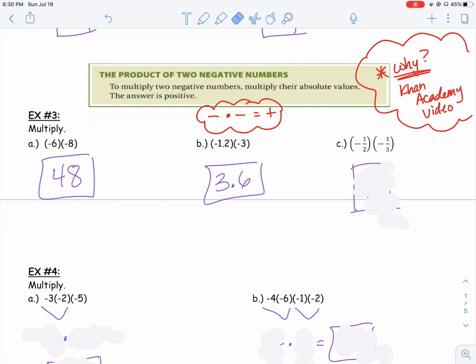Or two negative fractions multiplied. Remember, if I'm multiplying fractions, I don't need a common denominator, but I can take those two negatives. When I multiply them, I get a positive. 1 times 1 is 1, and 2 times 3 is 6. So when I multiply negative 1/2 times a negative 1/3, I get a positive 1/6.